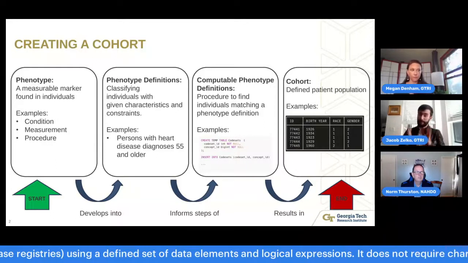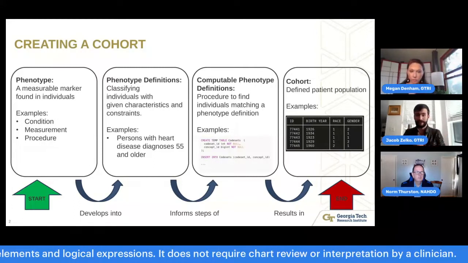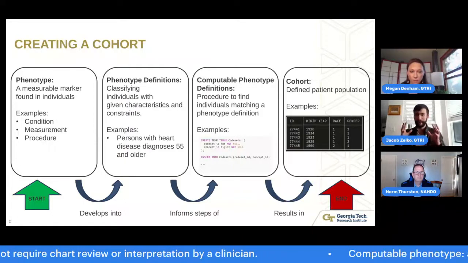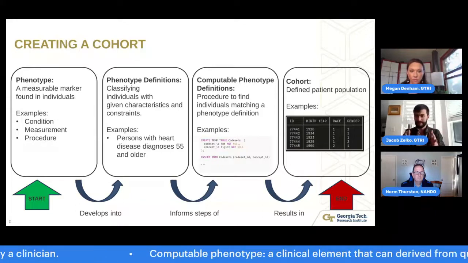One example could be persons with heart disease diagnoses who are also 55 years of age and older. You could add other constraints or other sorts of conditions that you're looking into, but the core idea of classifying with characteristics and constraints remains the same.